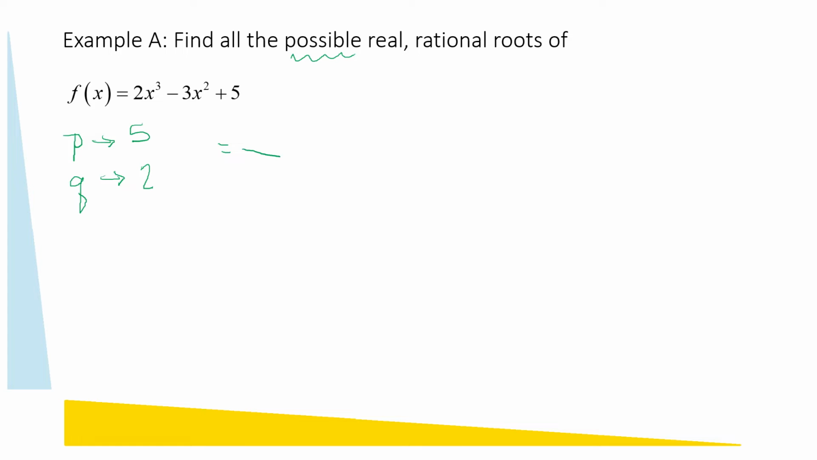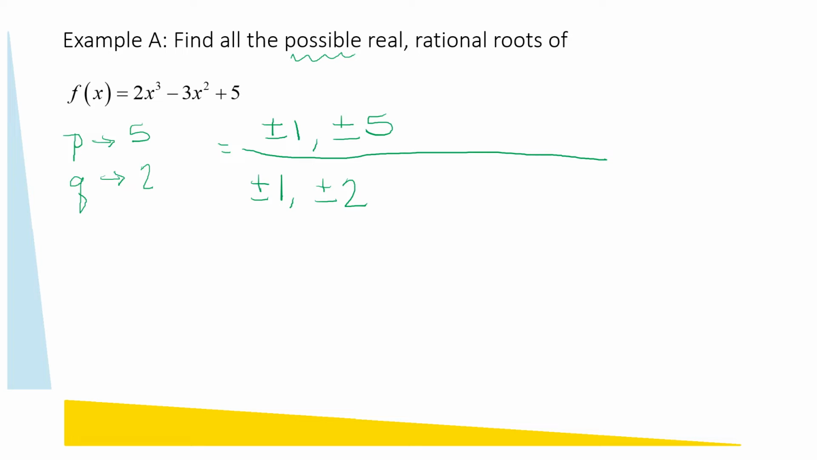So our possible real rational roots will take the factors of 5, which are 1 and 5. But remember, we can also have positive or negative numbers, so we're just going to put positive or negative over it. And then the factors of 2 are 1 and 2. And once again, we want to make them positive or negative.